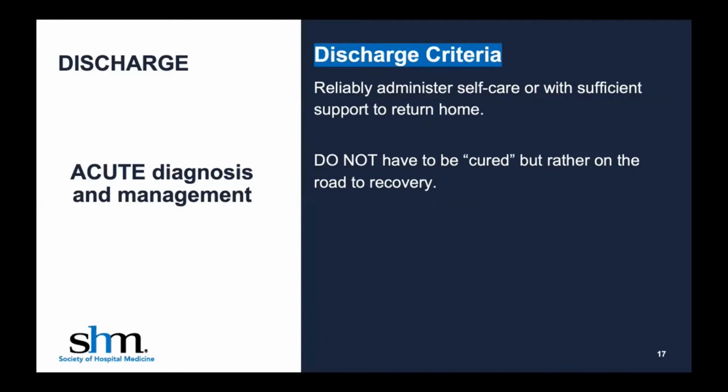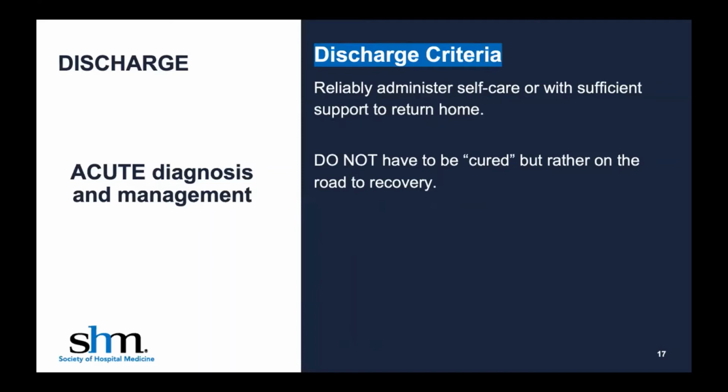Now let's look at discharge. For acute diagnosis and management, really this is where we think of what are the discharge criteria. We've touched on this a little bit, but really the discharge criteria is, are they able to safely administer their care with sufficient support to return home? And this is dependent on what their home situation looks like.